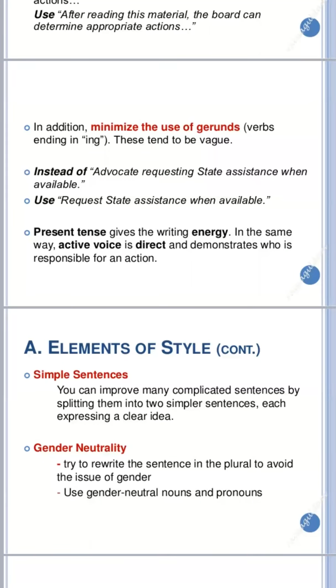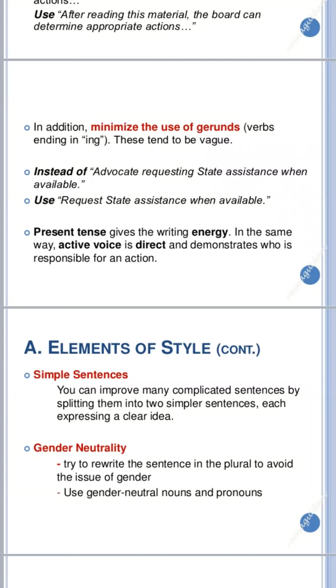You will see the example here. Now, what is the example? "Advocate requesting state assistance when available." So: "Request state assistance when available." A simple statement, simple and clear. So it means active voice, present tense, and direct. They not only bring structure but also clarity in the statements. That's why try to use it.